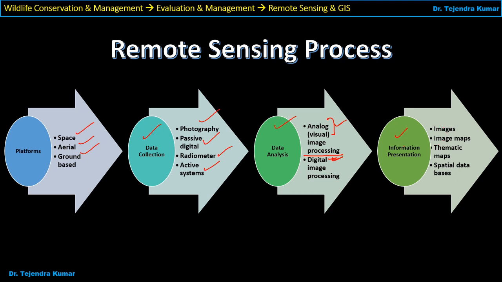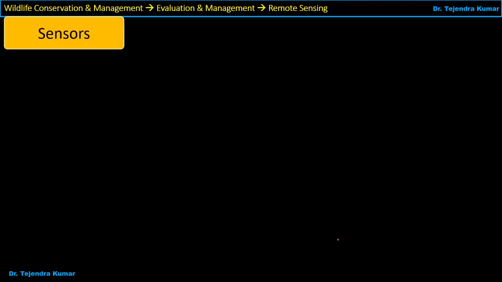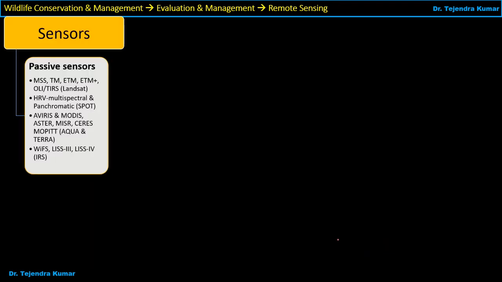Next, information presentation. Information is presented in the form of images, image maps, thematic maps, and spatial databases. All these things are happening, and that's why we generally call it cartography, because we are making the maps. Now let's talk about the sensors.